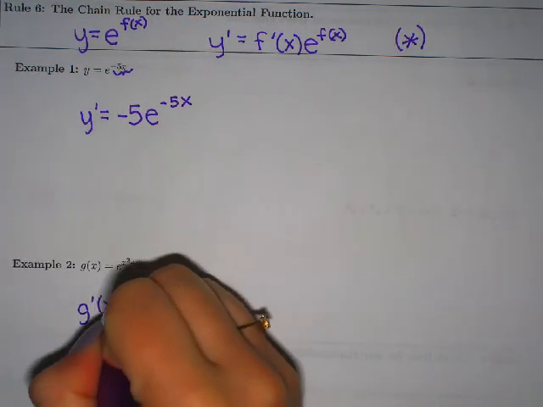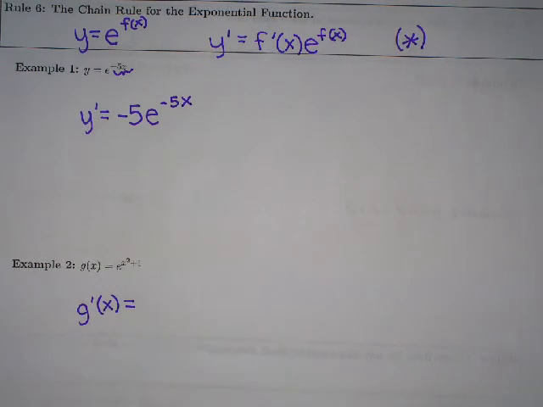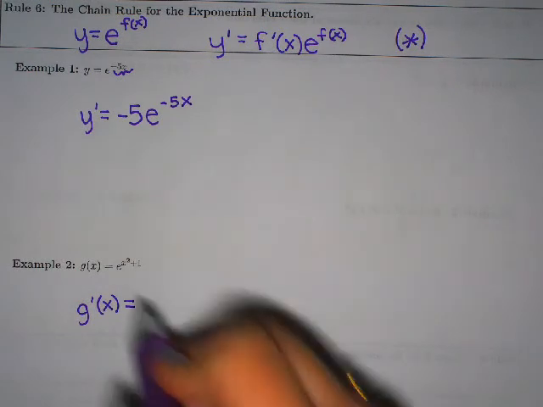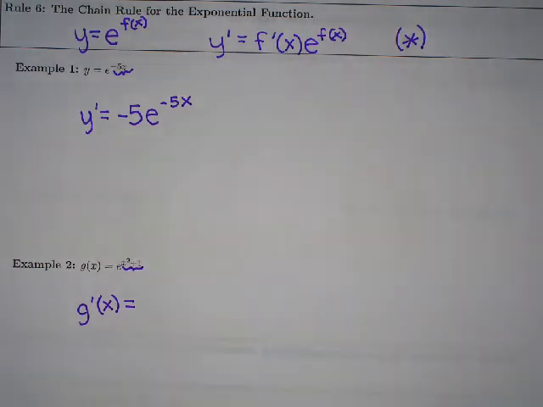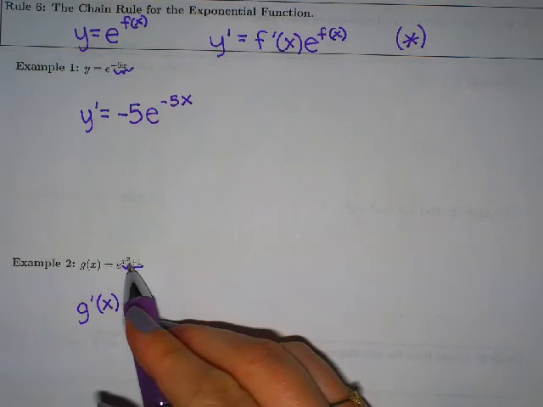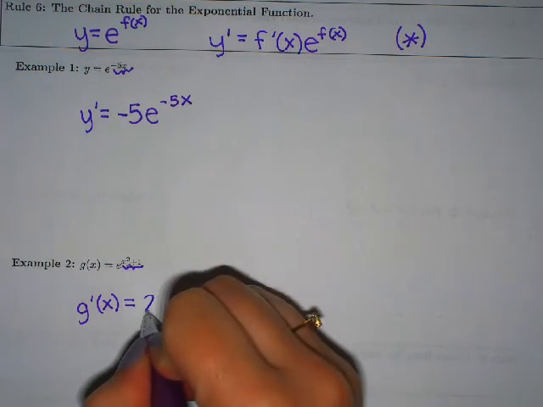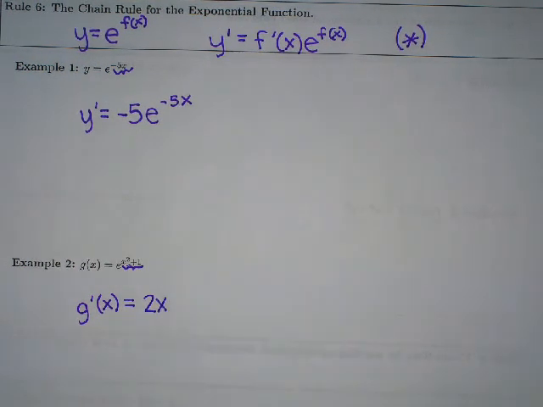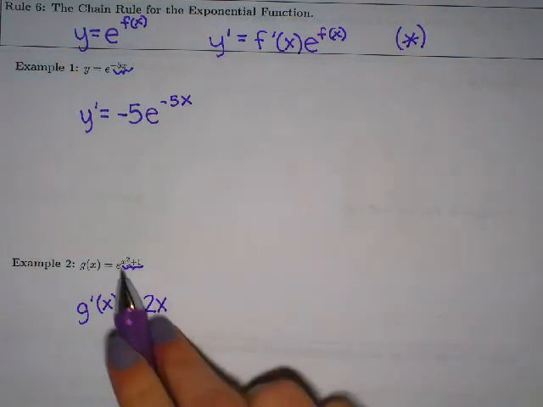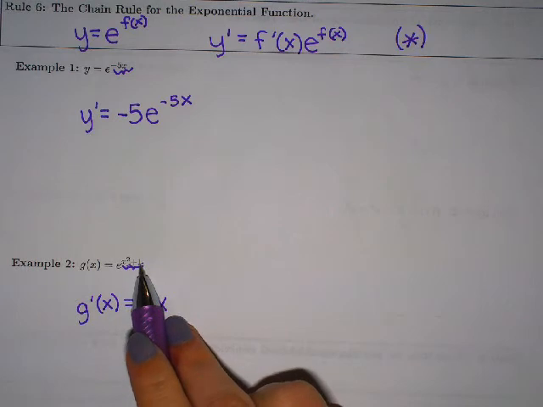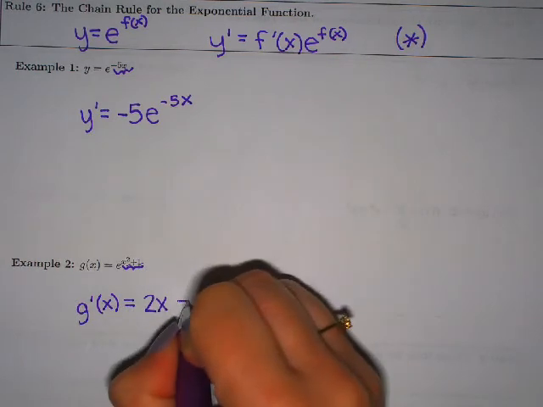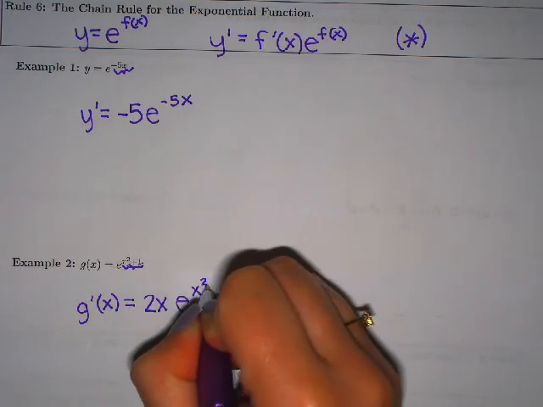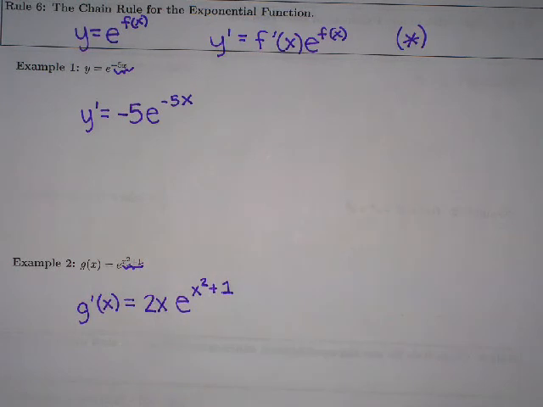The derivative of g is going to be labeled g prime of x. First thing I want to do is look at my power. It's more than just x by itself, so I'm going to take the derivative of that first. What's the derivative of x squared? Bring down the power, and you have 2x. And then what's the derivative of 1? Well, it's a constant, so its derivative is 0. So you have derivative of the power is 2x times e to the original power, e to the x squared plus 1. Derivative of your power times e to the original power.